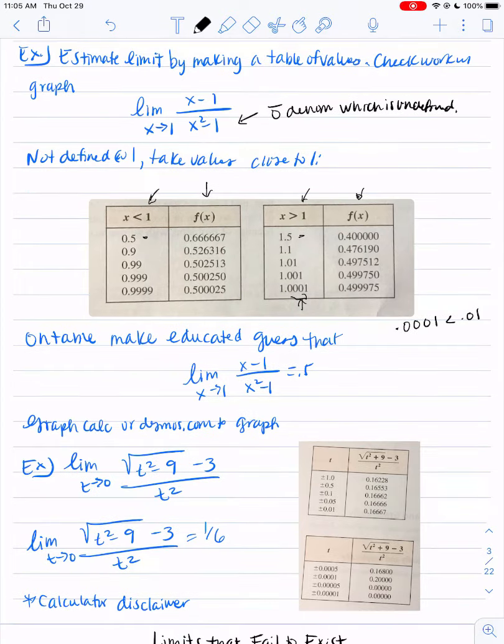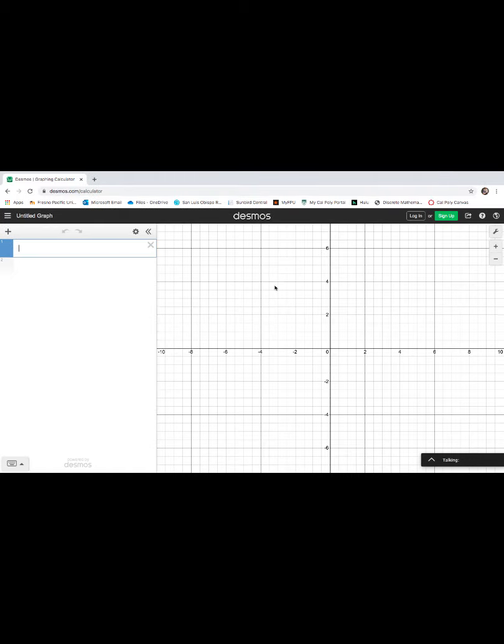And now I'm going to use a graphing calculator or desmos.com to graph. Okay, so I'm going to go ahead and graph x minus 1 divided by x squared minus 1. And so at 1, that's here, it's undefined.